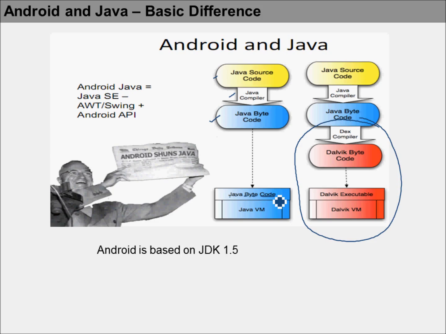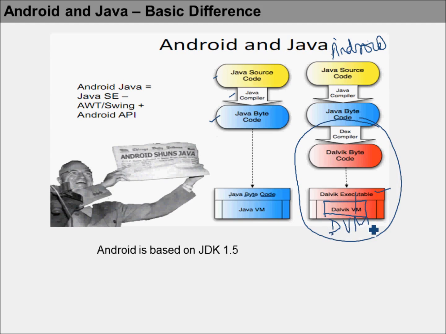Now come to Android. Let us see how it happens in the Android world. Same here, it looks like a Java source code. The Java compiler will work on that. Java bytecode will be generated. And from there, what happens is that there is a compiler the Android team has written called the Dex compiler. And that takes the Java bytecode and converts it into a new format of bytecode called Dalvik bytecode. And then that Dalvik bytecode gets executed inside a new virtual machine called the Dalvik virtual machine.